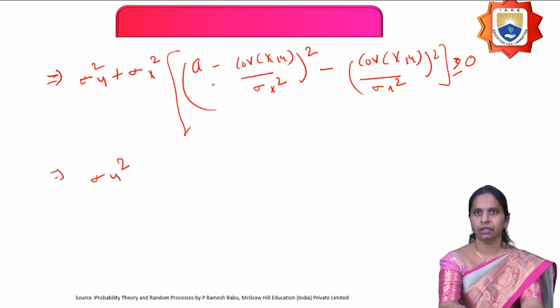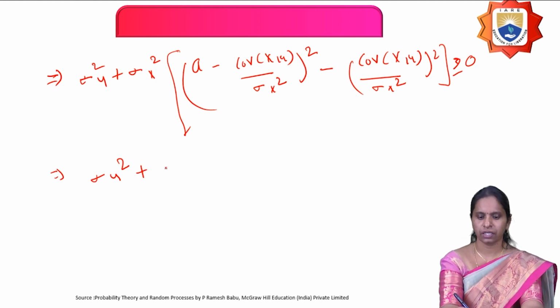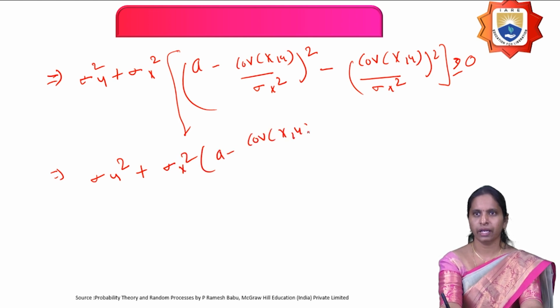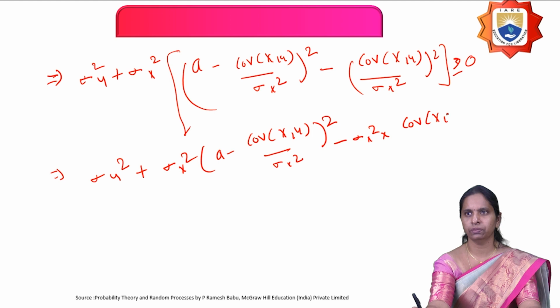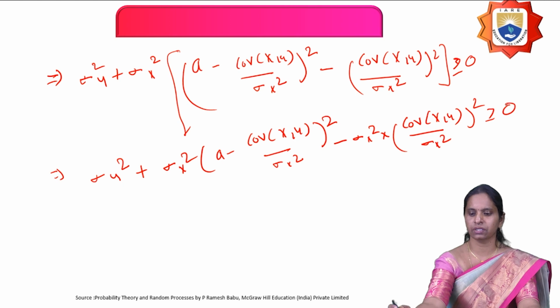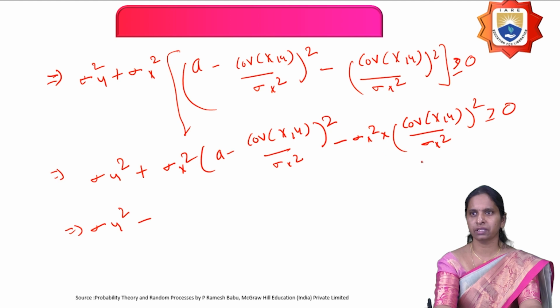sigma y square, and here sigma x square into a minus covariance of xy whole square by sigma x square whole square. Then how can I write this as sigma x square into a minus covariance of x comma y by sigma x square whole square minus sigma x square into covariance of x comma y by sigma x square whole square greater than or equal to 0. Then what can you obtain here? Sigma y square, here sigma x square and sigma x square whole square.